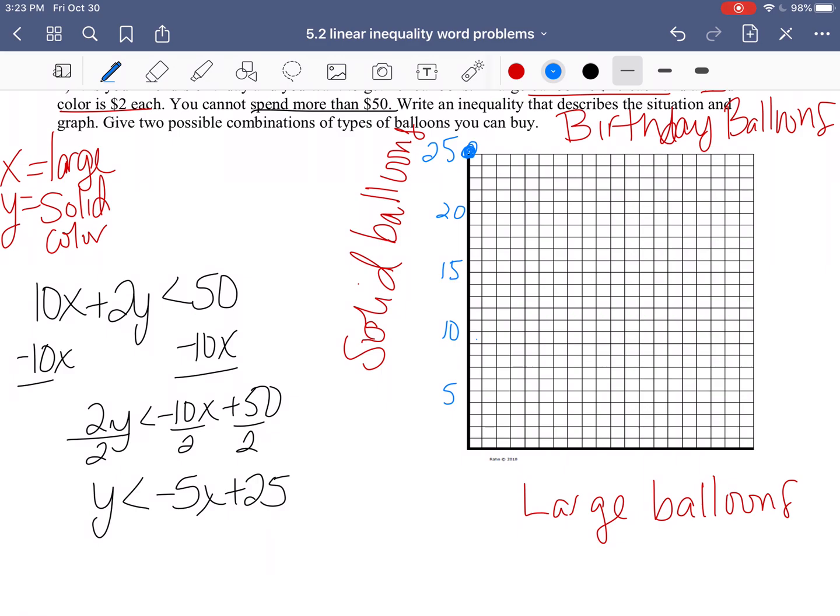And then again, we're going by 5s to the side. 1, 2, 3, 4. So my slope is negative 5, so I'm going down 5 and over just 1. Looking at your symbol, it's less than. Oops. So that should be dotted and below. So I'm shading all these parts down here.